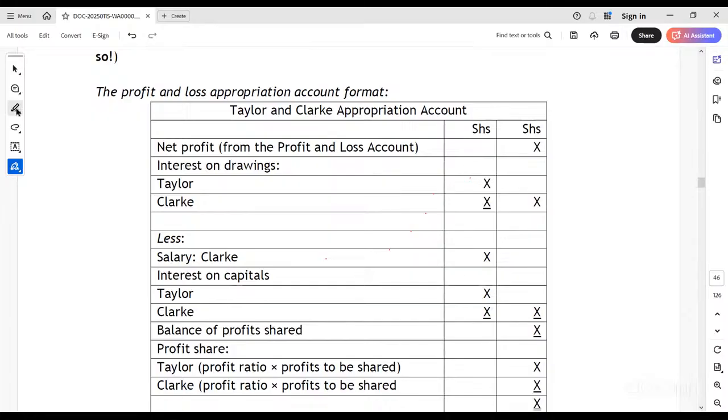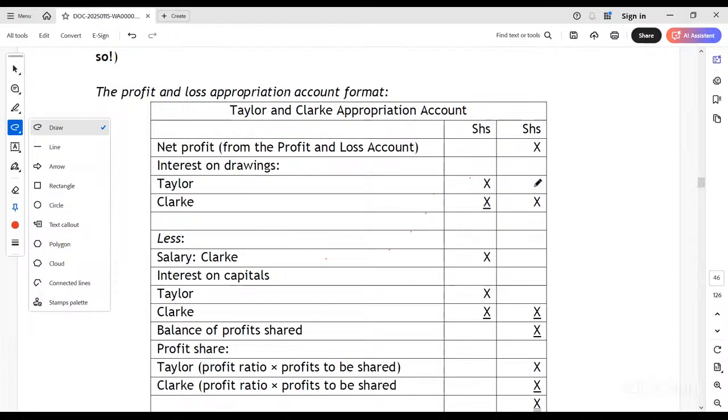So we start with our net profit from the statement of profit or loss. So we start with that net profit, as you can see. Then on that net profit, we have to add the interest on drawings. So assuming I have Taylor and Clark as the partners, I have to get their interest on drawings. I add their interest on drawings. We add them to the net profit.